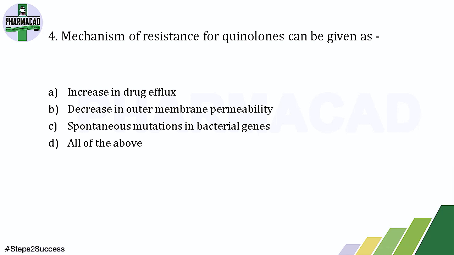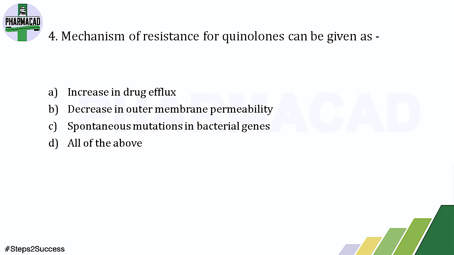So you need to know that yes, bacteria are developing resistance towards the quinolones. So spontaneous mutations occur in the bacterial genes that are responsible for the quinolone-targeted proteins. So in which enzymes will bacteria mutate? In their DNA gyrase enzyme and topoisomerase 4. Okay, so the genes that code for these enzymes are getting mutated. So DNA gyrase and topoisomerase 4 will undergo spontaneous mutation.